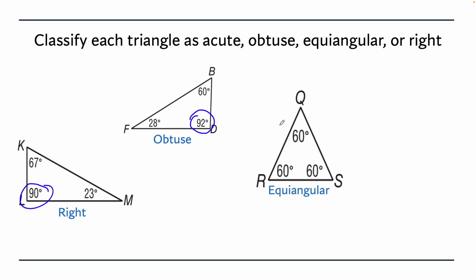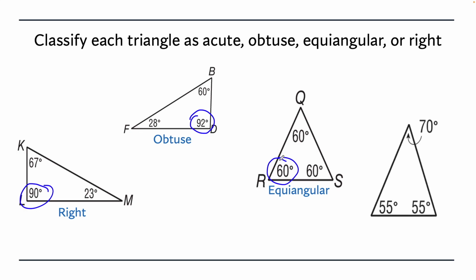This is an equiangular triangle. Look, all these are 60 degrees. They're all the same. And then finally, what do you think this one is? This is an acute triangle because all of the angles within that triangle are less than 90 degrees.